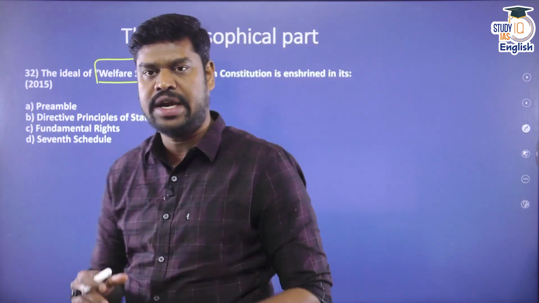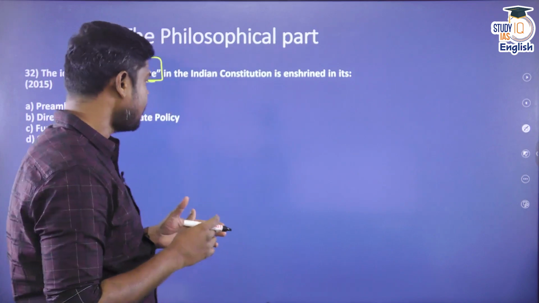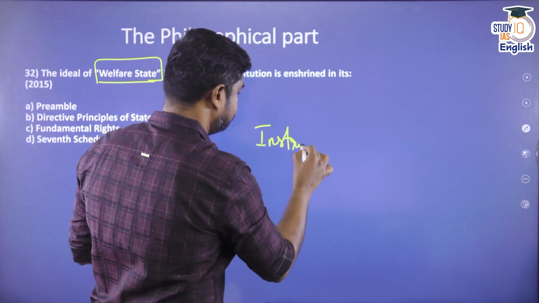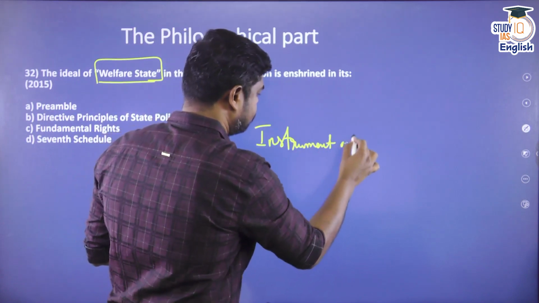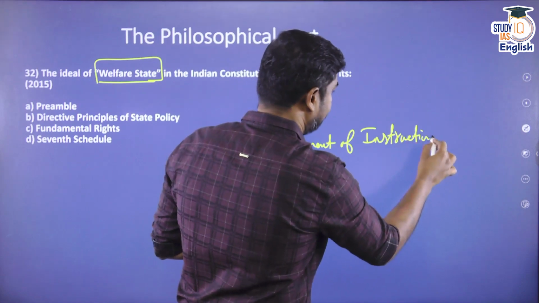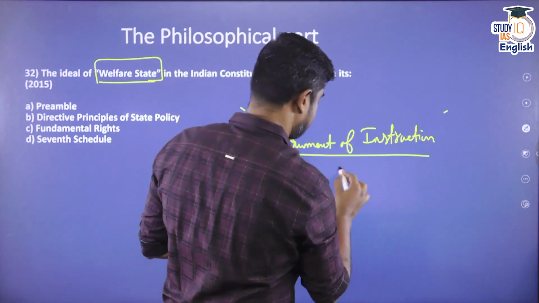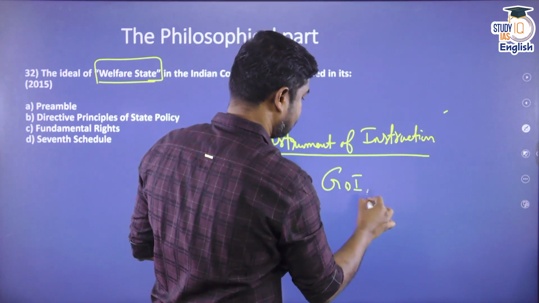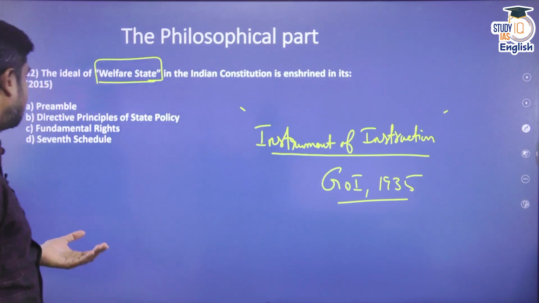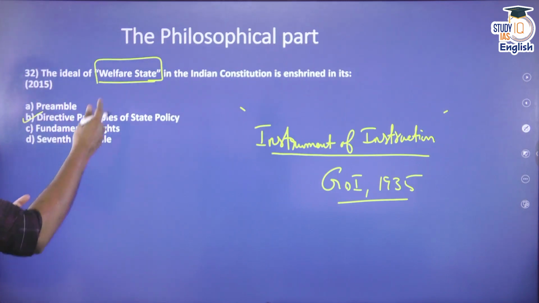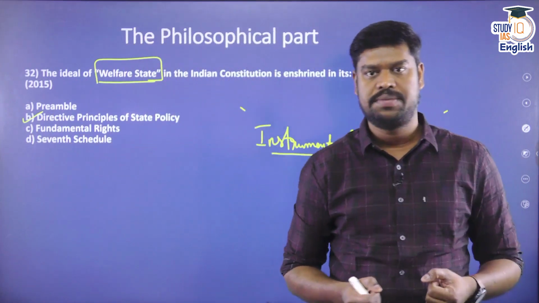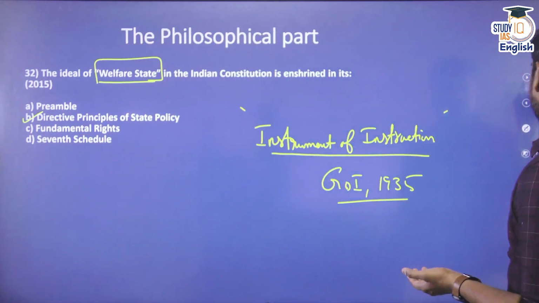Now, in fact, the directive principles of state policy are similar to the instrument of instruction given in the Government of India Act 1935. So, try to remember this also. This may also be asked in the examination. We have discussed the other things relevant to the DPSP, so I am not taking much discussion in this particular question. So, we will go to the next question.